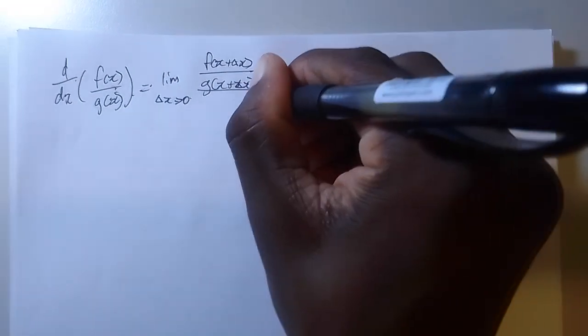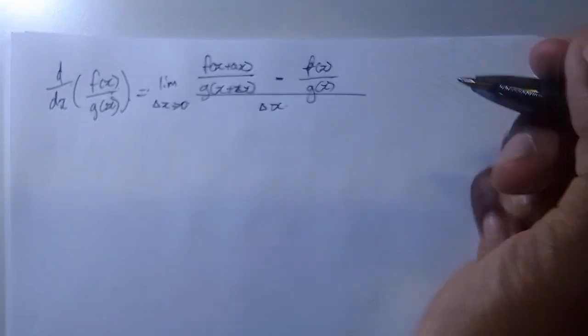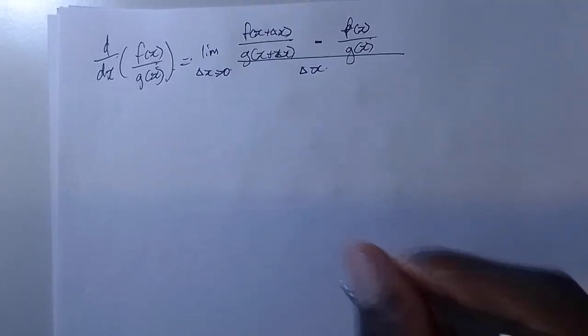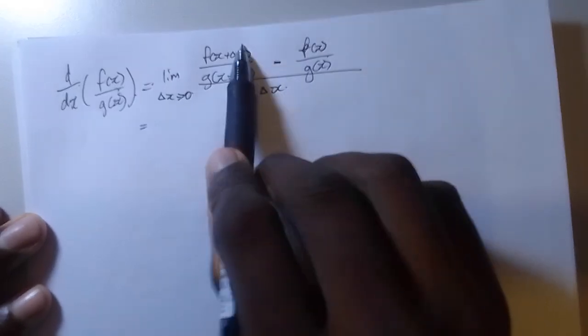Let's do this. Now we need to divide all of that by delta x. Right, we are getting somewhere. Next step is to take one denominator here.